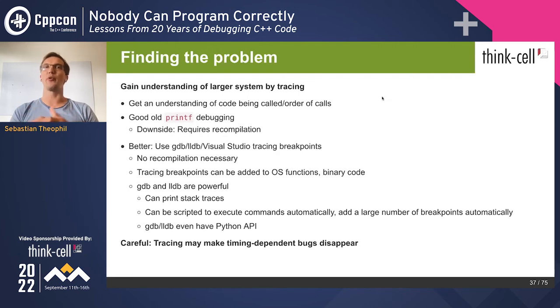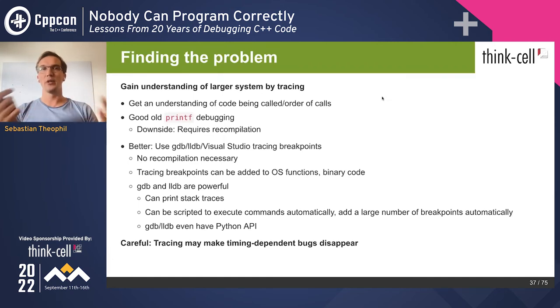So a tracing breakpoint is a breakpoint in the debugger where the debugger will not interrupt the execution, but instead you can tell it to print out information to the debugger's standard output. And that information can be very flexible. It can be the function name. It can be the number of times that breakpoint has been hit already. It can be variables even. And that doesn't require recompilation, of course.